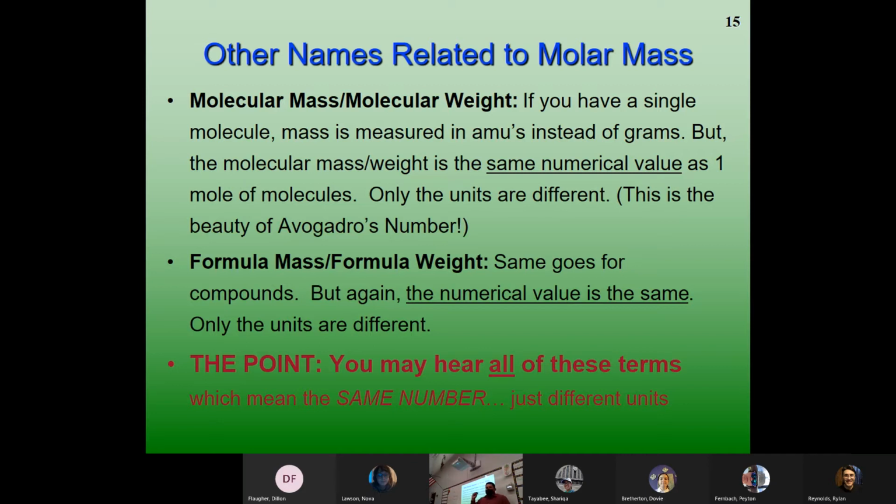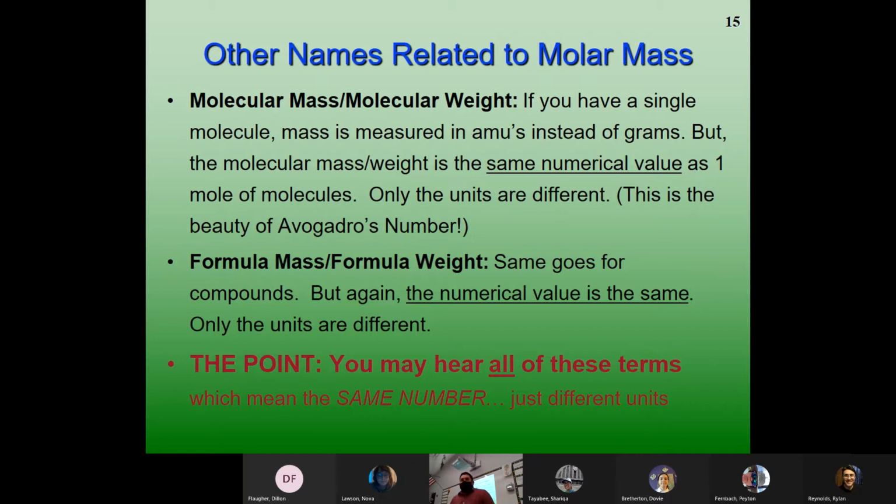Now, other things you kind of need to know the definitions of is molecular mass versus molecular weight. We all know the atomic mass. The atomic mass, atomic weight is up there on the periodic table. The molecular mass and molecular weight, which is what we're going to do today, is you adding up the entire formula and figuring out what is the mass of this molecule.